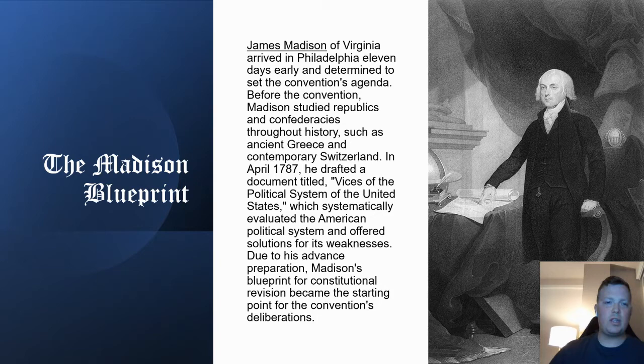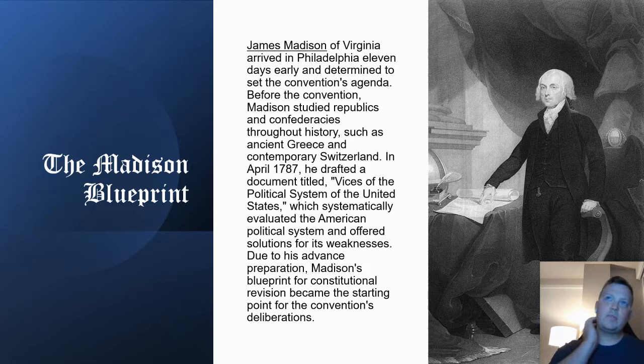And in April 1787, prior to the convention, he drafts this document titled Vices of the Political System of the United States, which essentially systematically goes through the various aspects of our political system at the time, the Articles of Confederation, and offers varying solutions for what he determines are its weaknesses. And he's not alone in thinking that this document has many weaknesses, obviously, at this point.